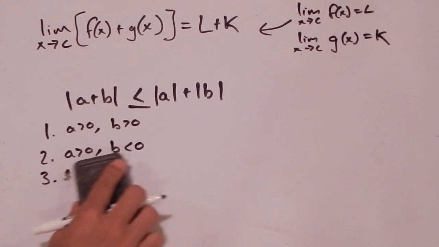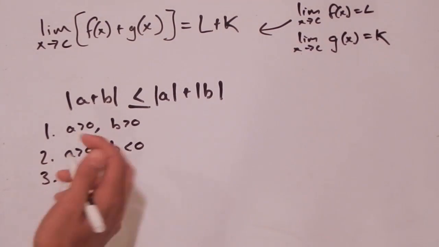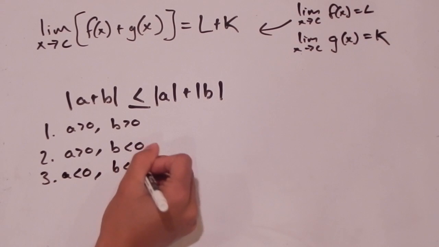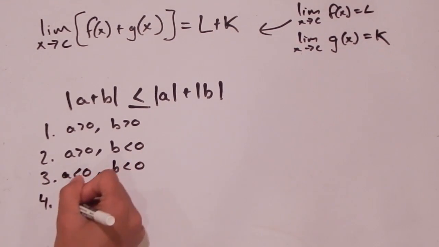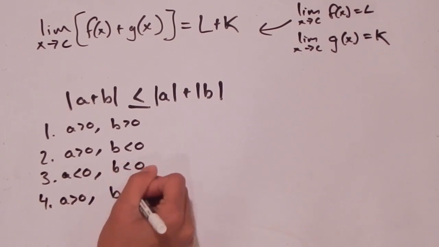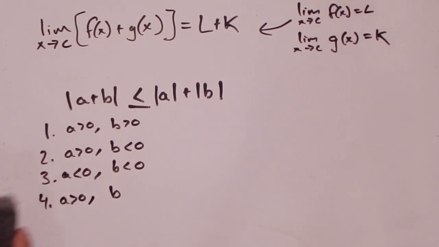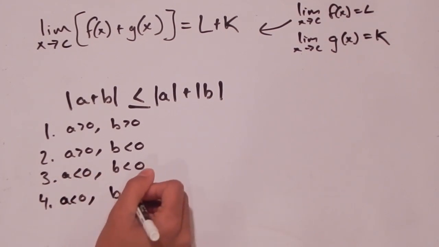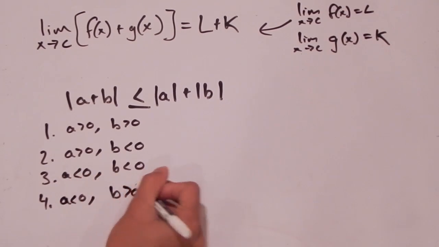when b is less than 0 and a is less than 0. Let me flip that just so I can keep all the a's in the same column. So there's going to be a is less than 0 and b is less than 0. And the fourth case is going to be when a is less than 0 and b is going to be greater than 0.